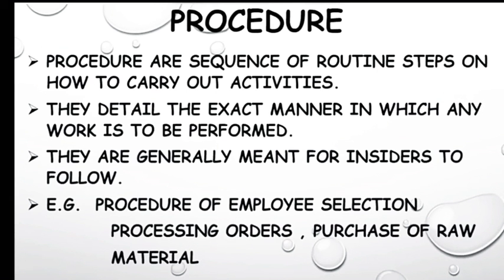Next subcategory of standing plan is procedure. Procedures are routine steps on how to carry out activities. They detail the exact manner in which work is to be performed. They are specified in chronological order. For example, there may be a procedure for requisitioning supplies before production. Procedures are specified steps to be followed in particular circumstances. They are generally meant for insiders, that means those who are working inside the organization, to follow. The sequence of steps or actions to be taken are generally to enforce the policy and to attain the predetermined objectives.